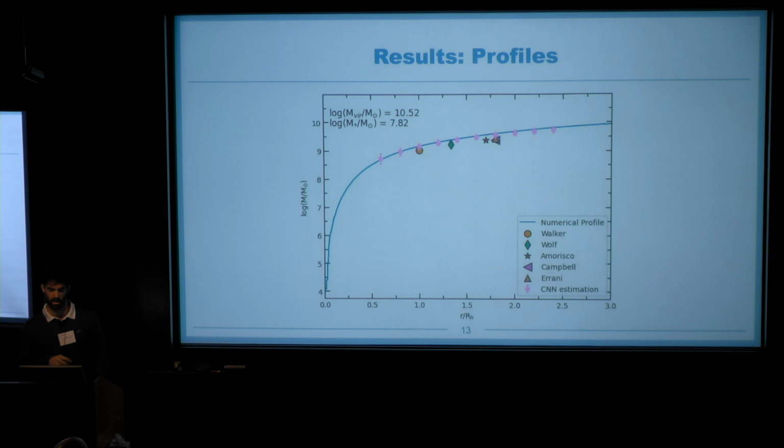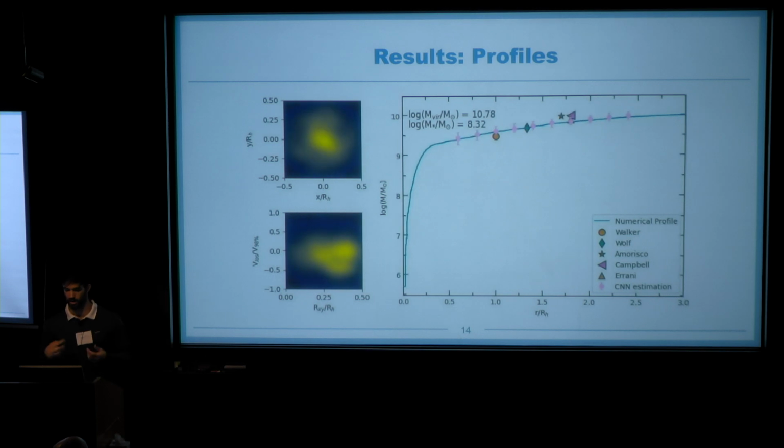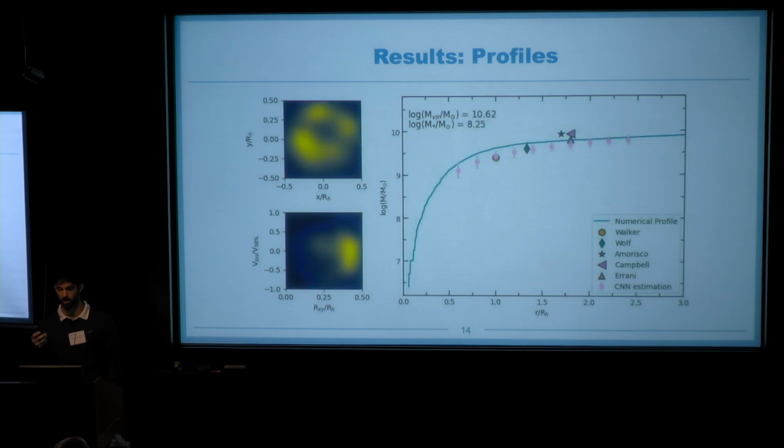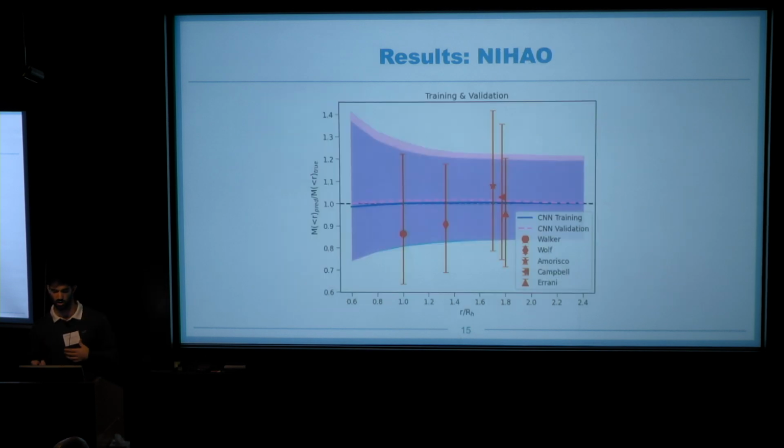So here I'm showing the numerical profile from the simulation in blue, and we have different markers that are the mass estimators that I told you about before. And then in pink, we have the results from the CNN. And of course, we have this for all the projections in the sample. We want to summarize this in only one plot, which I'm trying to explain well.